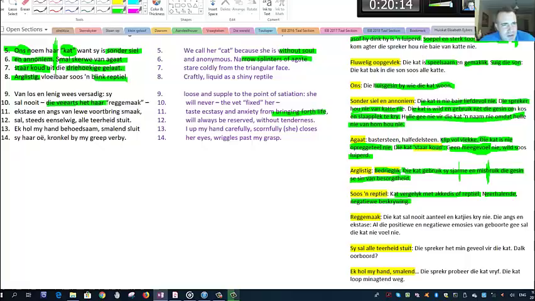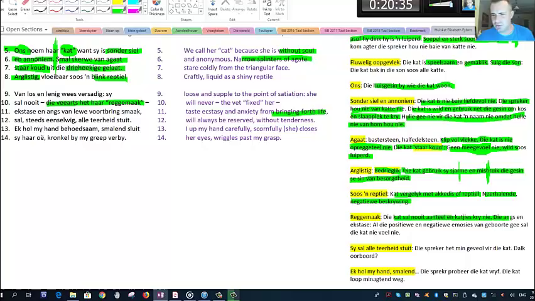the vet has fixed this cat. And so the note here is this. Die kat sal nooit aanteel en kleintjies kry nie. The cat will never breed and have kittens, kykies.